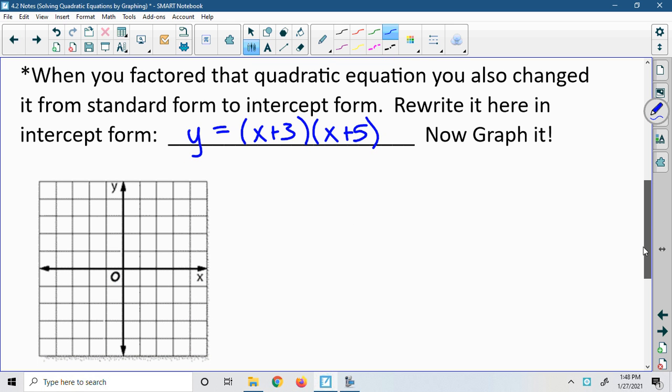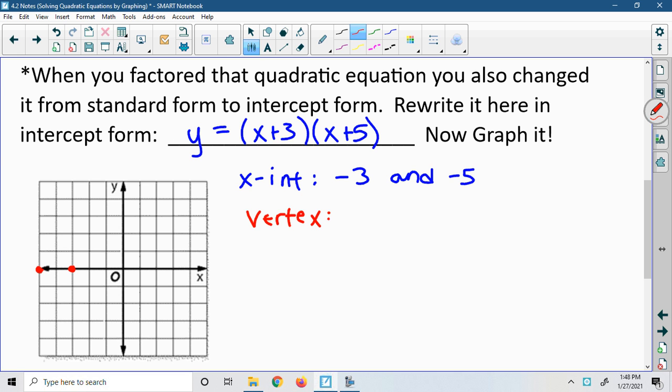Now let's graph it. When you're in intercept form, you can automatically tell what the x-intercepts are going to be, -3 and -5. Hey, that's kind of familiar from what we just did. So we'll use those on our graph. -3 and -5 are the x-intercepts. And then you just want to find the vertex to finish off your graph.